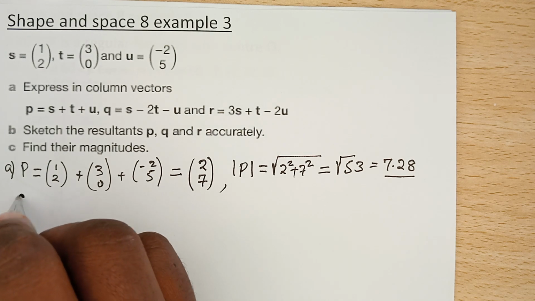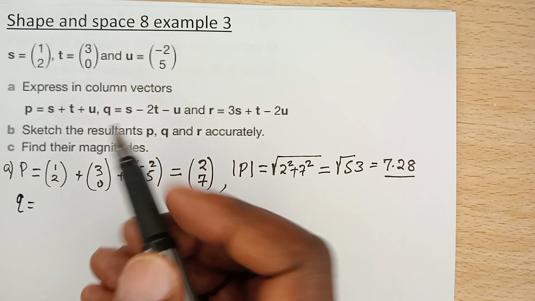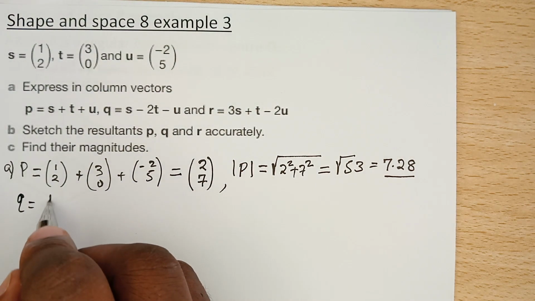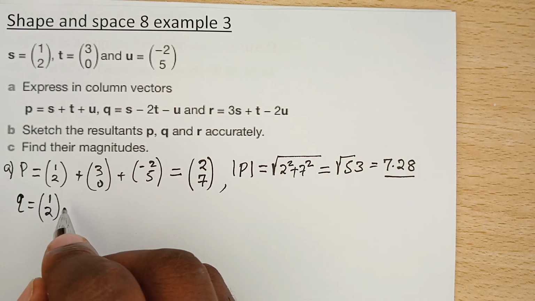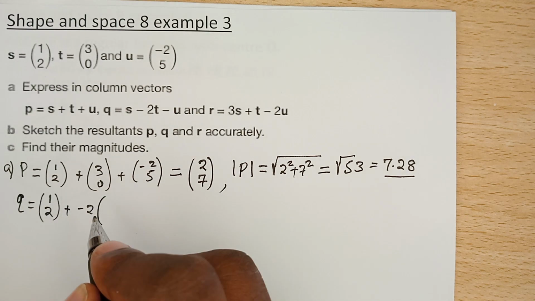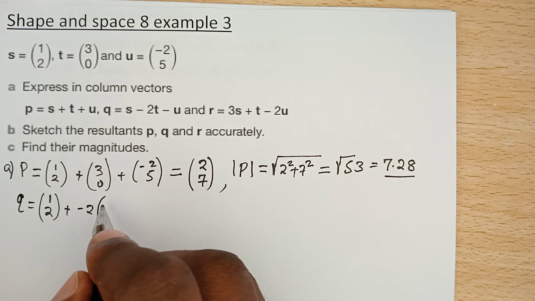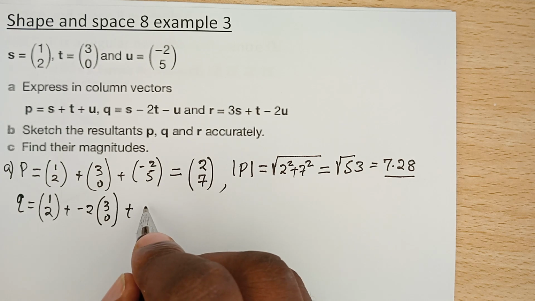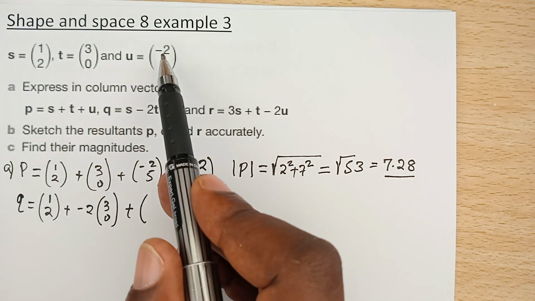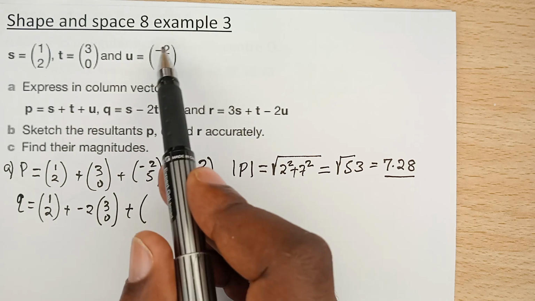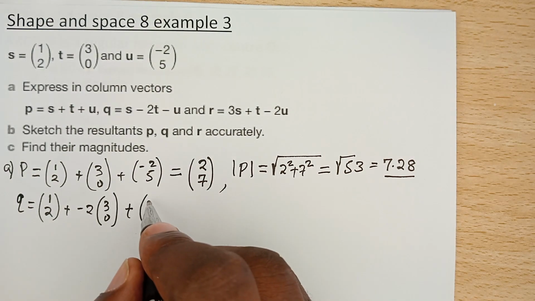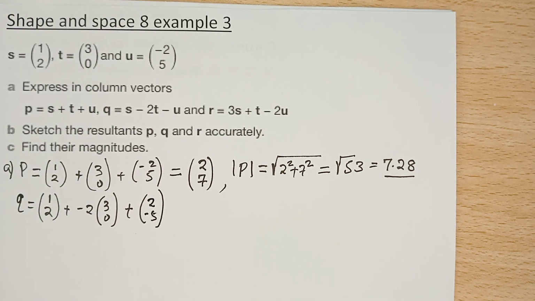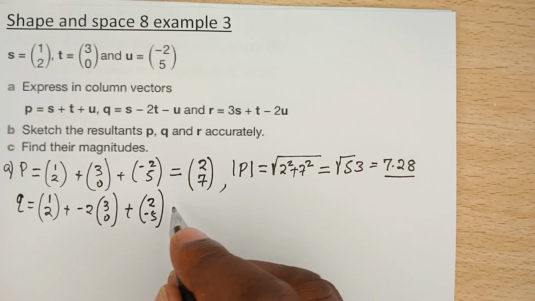Let us go to vector Q. Vector Q is S minus 2T minus U. S is (1, 2), plus minus 2 of T, which is (3, 0), plus minus U. And you know minus U is the negative of both of these, so minus (-2) is 2, and minus 5. That is vector Q for you.